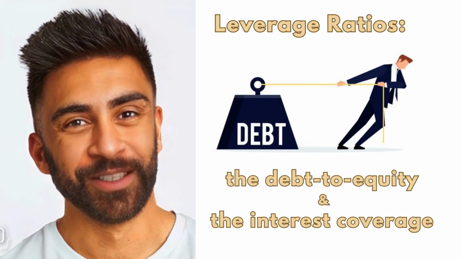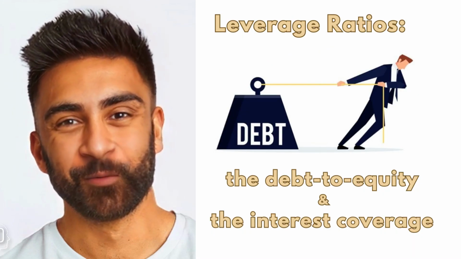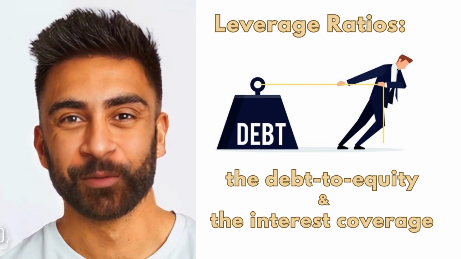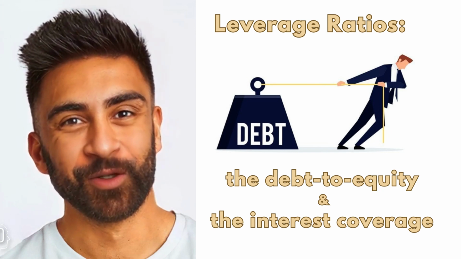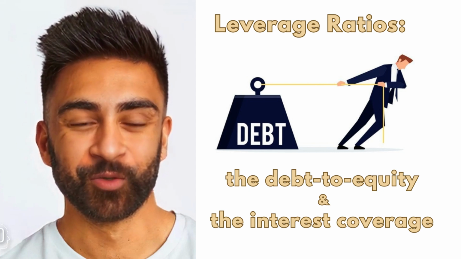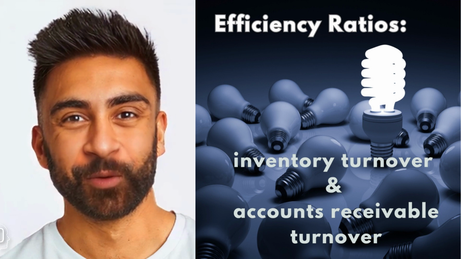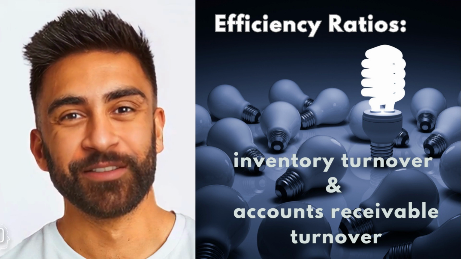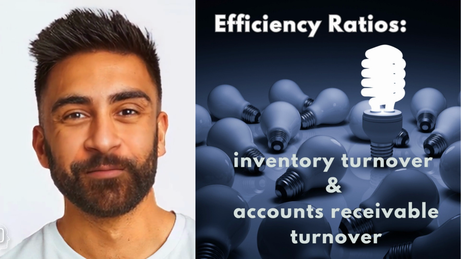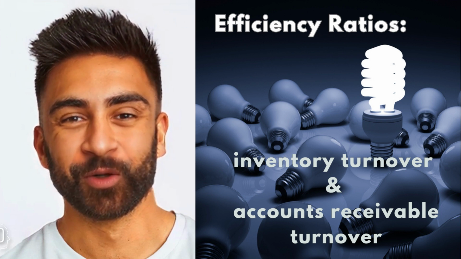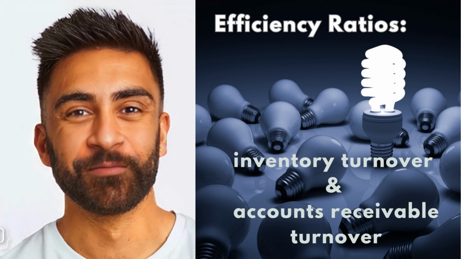Leverage ratios. Leverage ratios evaluate the extent to which a company is using debt to finance its operations. Common leverage ratios include the debt-to-equity ratio and the interest coverage ratio. Efficiency ratios. These ratios assess how efficiently a company is managing its assets and liabilities. The inventory turnover ratio and accounts receivable turnover ratio are examples of efficiency ratios.